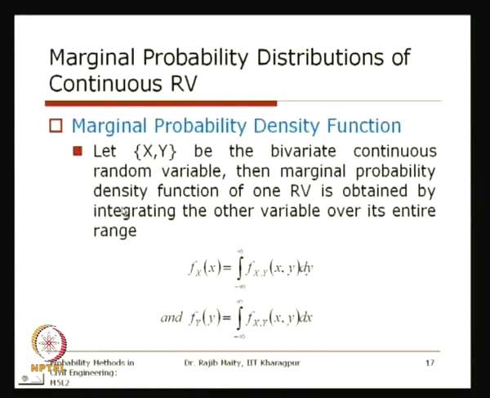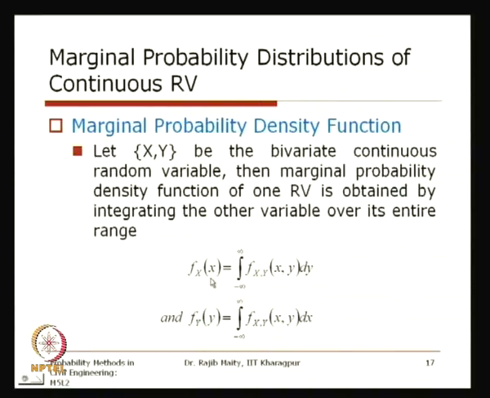Now, if we extend this to the continuous random variable, in the case of the continuous random variable, you know that this will be the integration. Again we have to follow the same concept: let x and y be bivariate continuous random variables, then the marginal probability density function of one random variable is obtained by integrating the other variable over its entire range. So this f_X(x) is the marginal distribution of x, and this f_XY is the joint PDF of x and y.